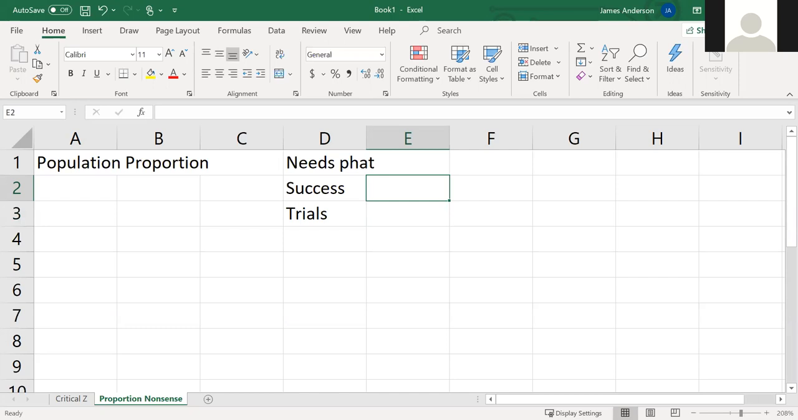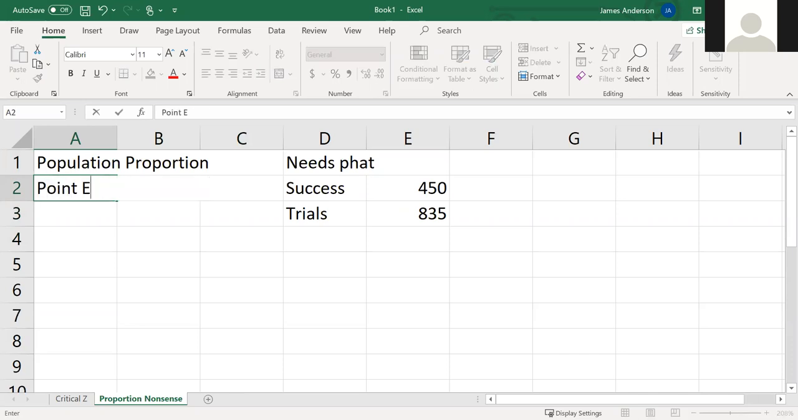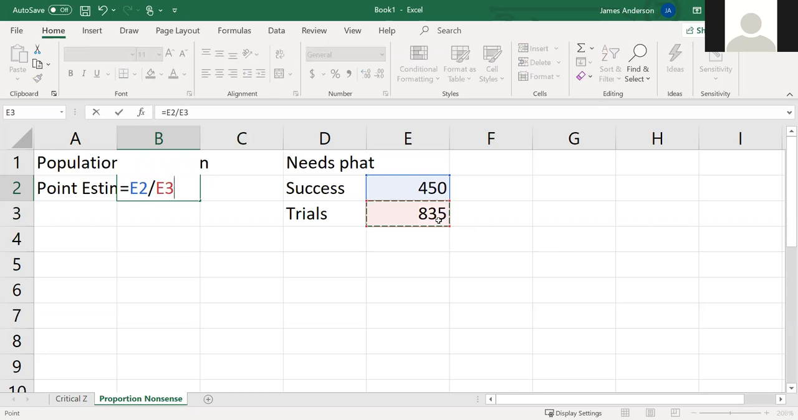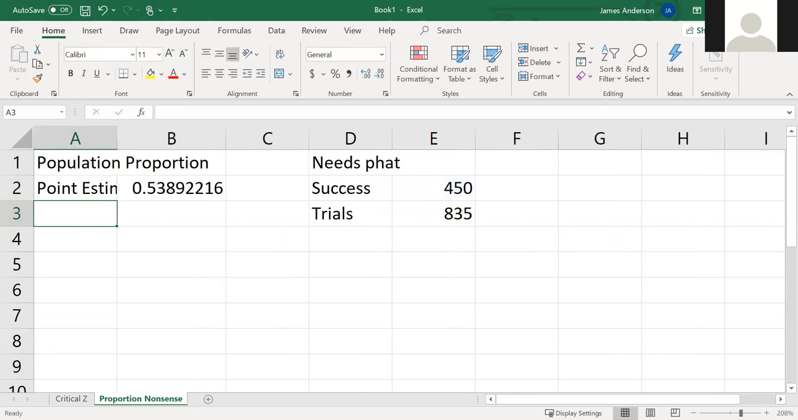So successes, let's say going on, this is on question five, by the way. It's a research institute asked if people felt vulnerable to identity theft. So I'm using different numbers. Let's say 450 people said they felt vulnerable out of 835 people. So your point estimation should be equal to this divided by this.